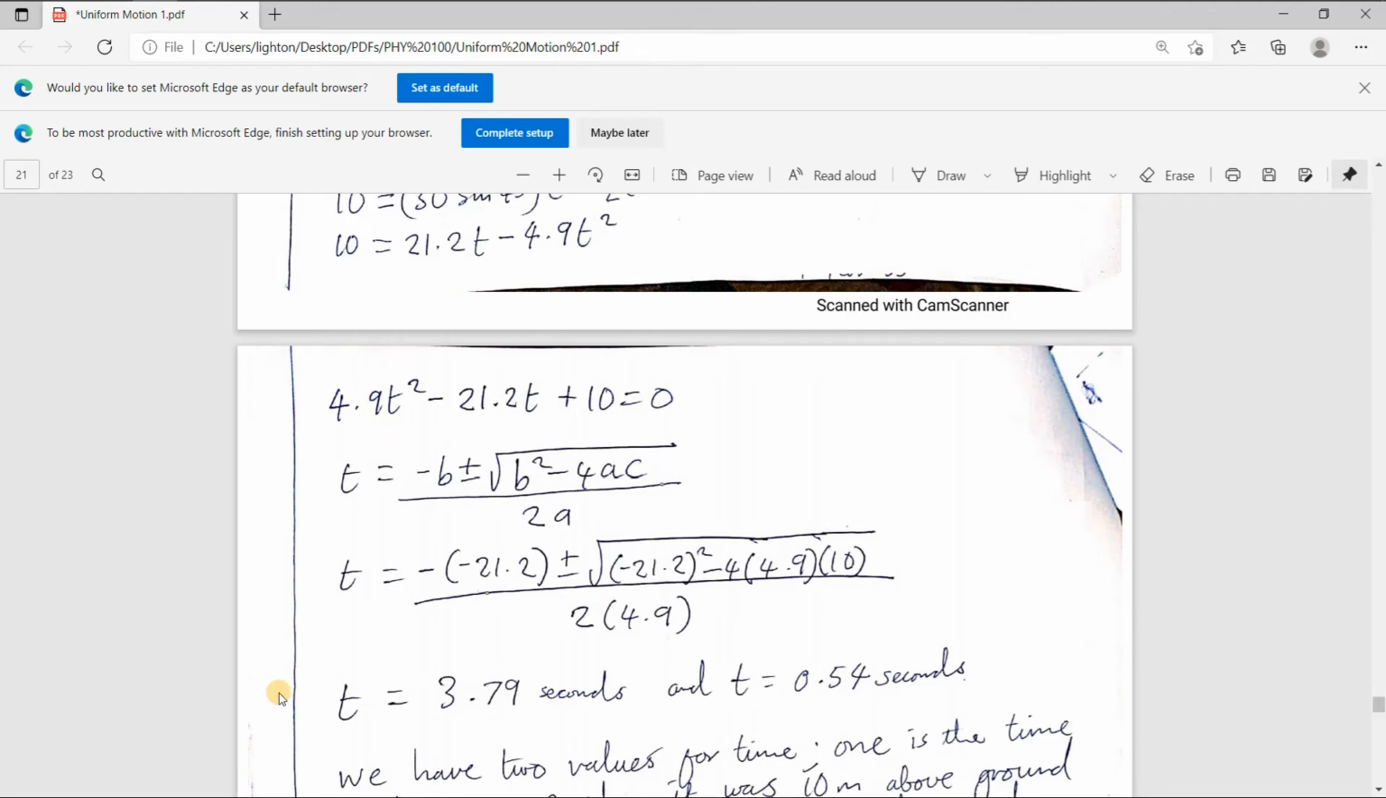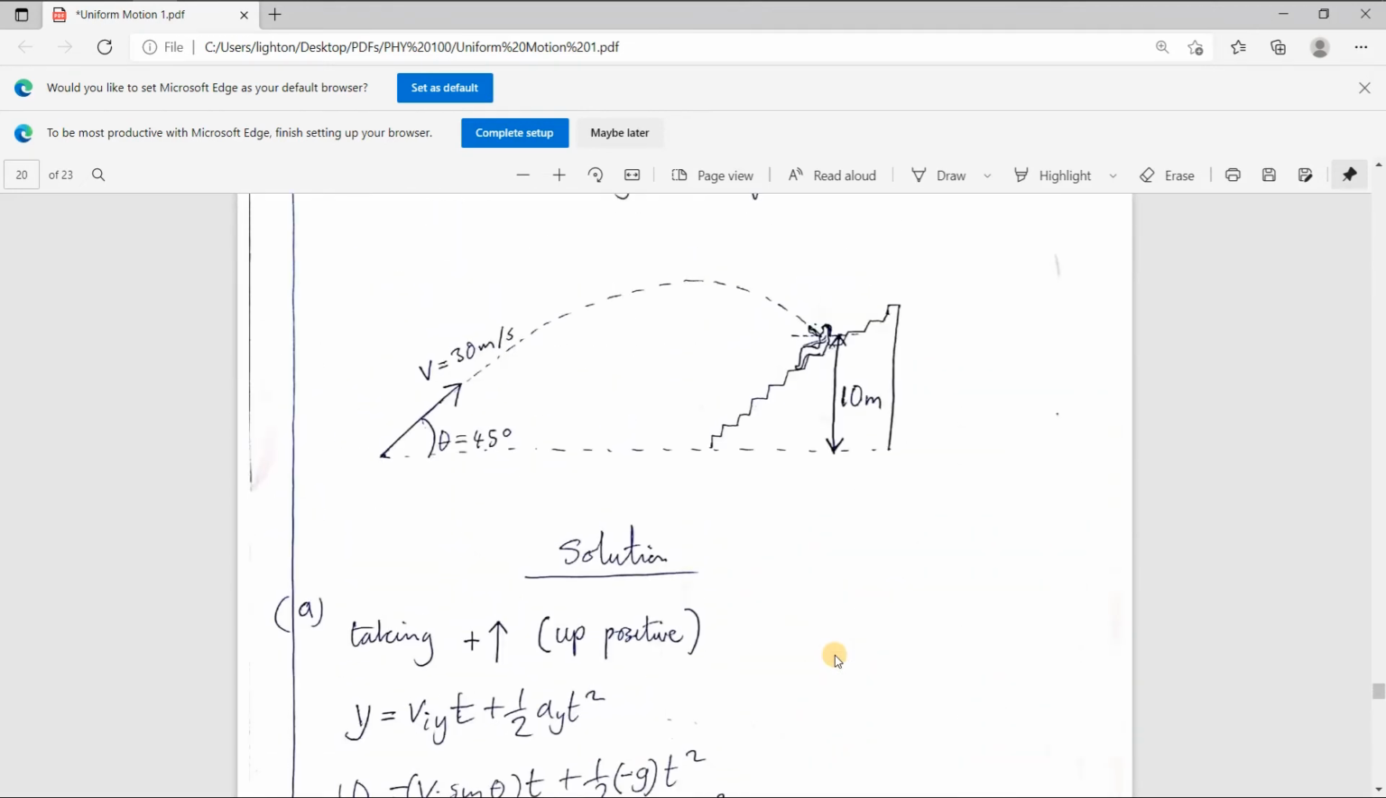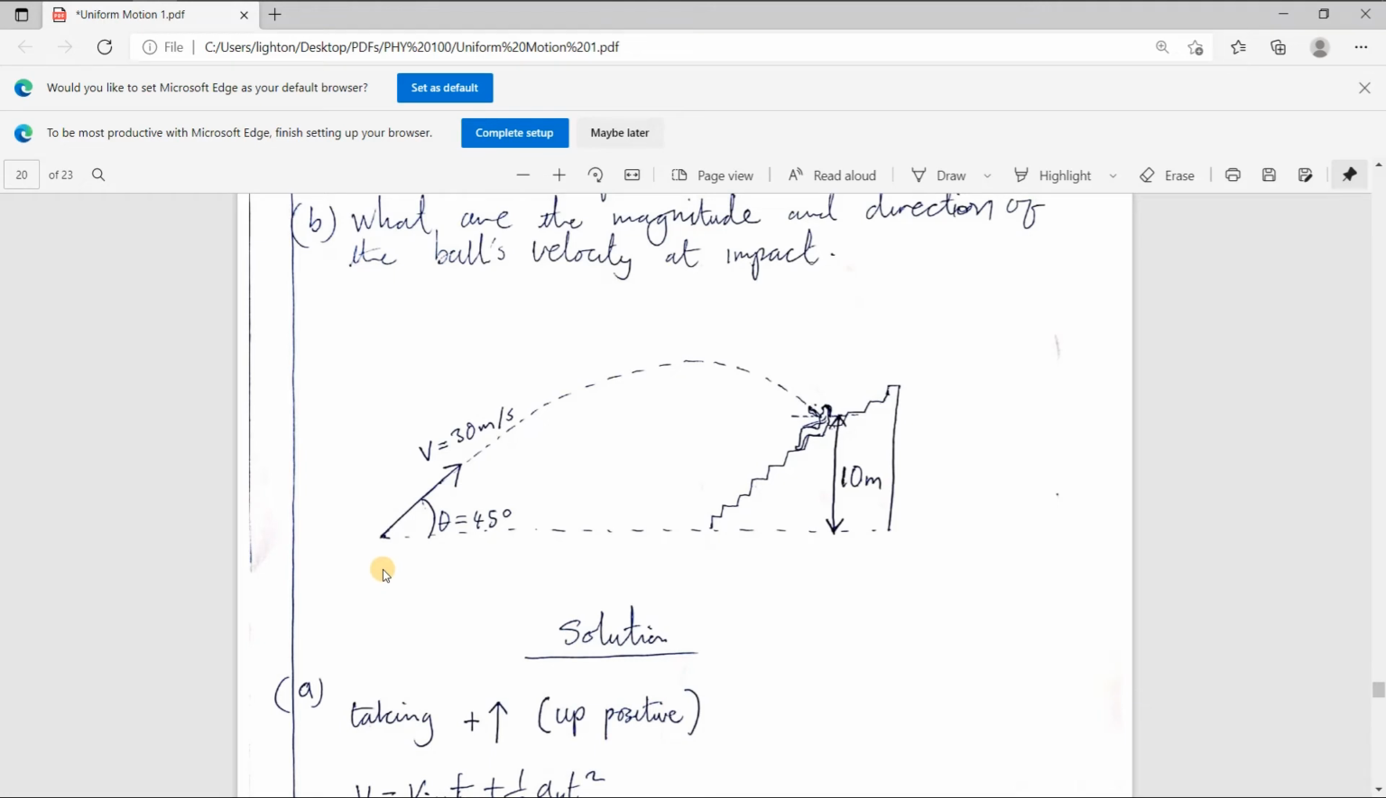Okay, now t is equal to 3.79 seconds, and t is equal to 0.54 seconds. So for this case, you find that you have two values of time, but this value for time, which is smaller, which is 0.54 seconds, is the time while it was going up in the air, at a height of 10 meters. You see, there's a height of 10 meters here, right?